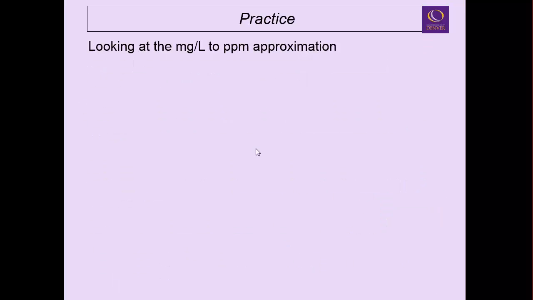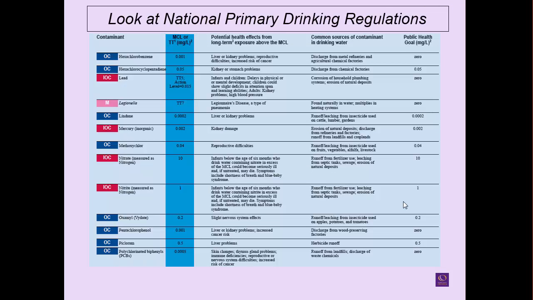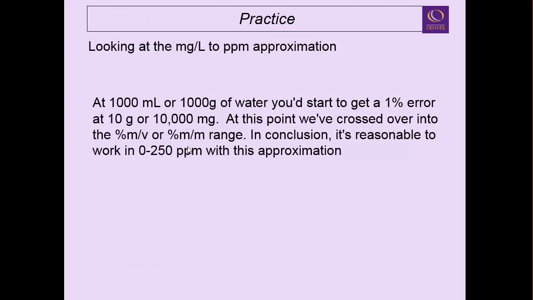So looking at this milligram per liter to part per million approximation, maybe this makes you feel uncomfortable, but let's look at it this way. At 1,000 mils, you basically have 1,000 grams of water. You'd start to get a 1% error in this estimation that we're using if you had 10 grams of material, or 10,000 milligrams, dissolved. At this point, you really wouldn't be trying to describe things in parts per million, right? When you're at that level of 10,000 milligrams per 1,000 mils, we've crossed over into doing percent mass per volume, percent mass per mass range. In other words, it would be more practical to describe it in parts per hundred or percent. In conclusion, it's really reasonable to work in a 0 to 250 parts per million range with this approximation.